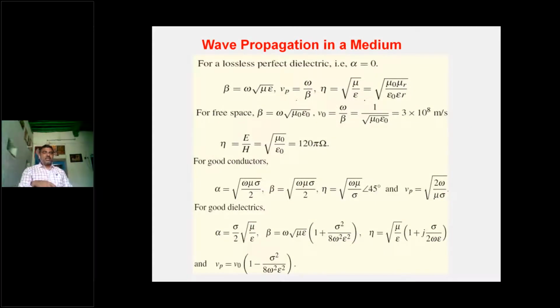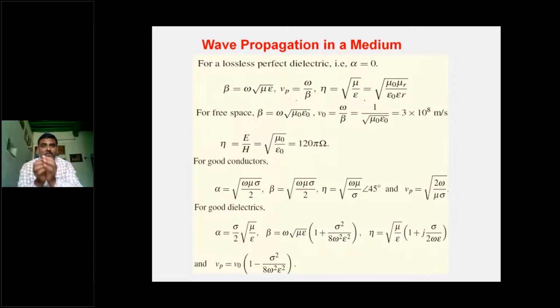And for wave propagation in the medium, the general wave propagation equations are stated in terms of beta and gamma. And the general formulas of beta, gamma or alpha in the perfect dielectric media: for lossless perfect dielectric, the attenuation constant alpha is 0, gamma is simply equal to j beta, and that beta is given by omega root mu epsilon. And here the phase velocity is omega by beta, which is 1 by root mu epsilon, and eta is root of mu by epsilon.